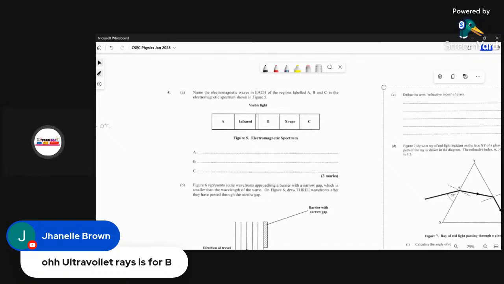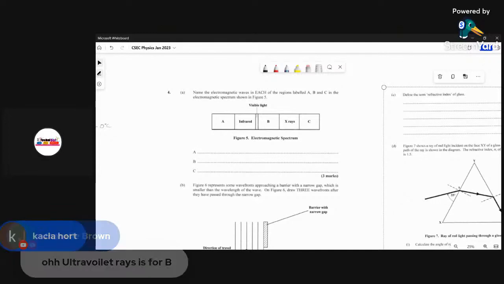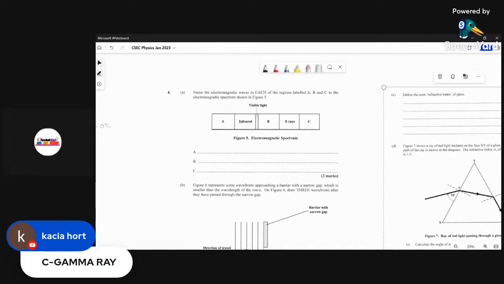Excellent. So we got A. A is microwaves. B is UV. And C is gamma. Good job to you both. You did well. So let me write that in now. So this is microwave. And this is UV. And this one is gamma. Alrighty.